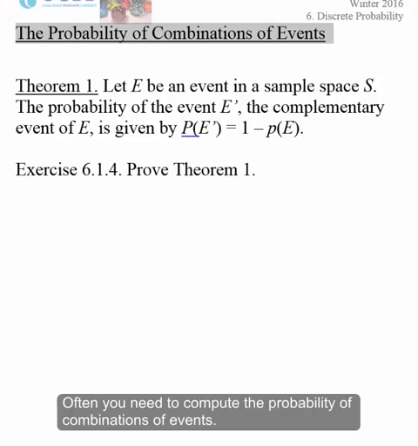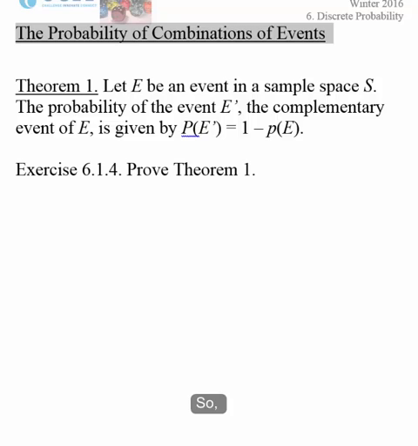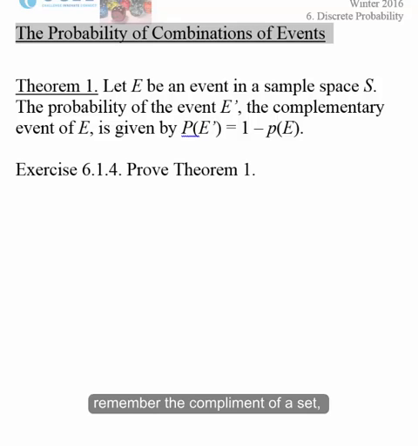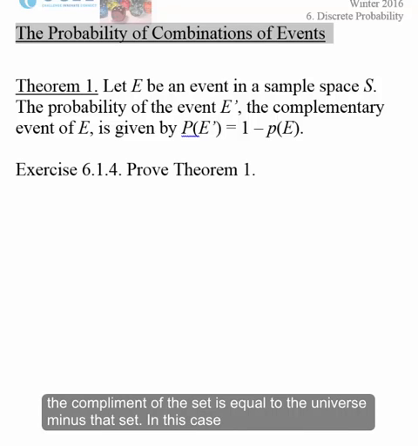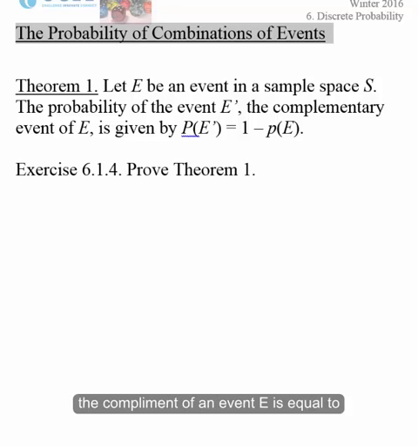Often you need to compute the probability of combinations of events. So remember the complement of a set. Here we deal with something very similar. When we studied sets, we said that the complement of a set is equal to the universe minus that set. In this case, the complement of an event E is equal to the sample space minus that event E. And this is equal to 1 minus the probability of E.